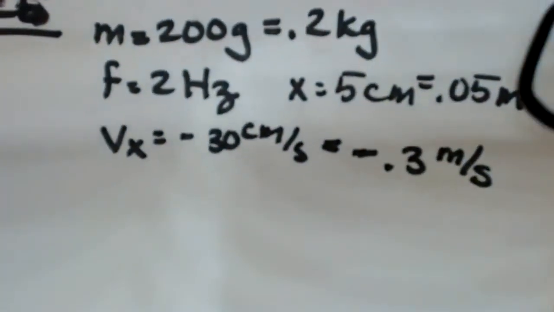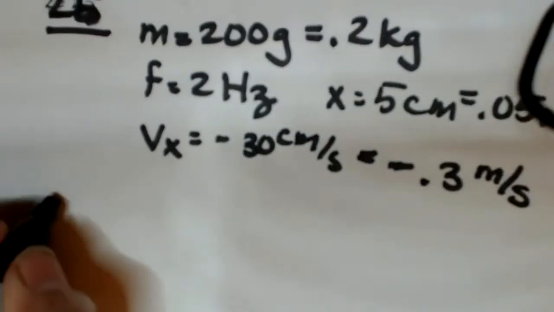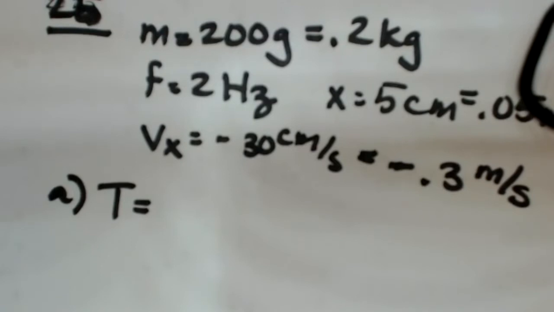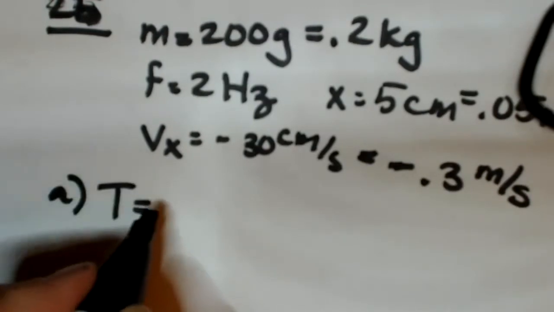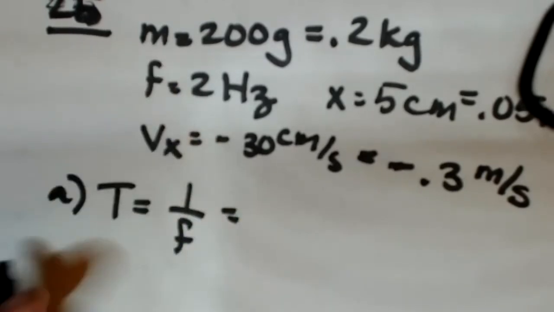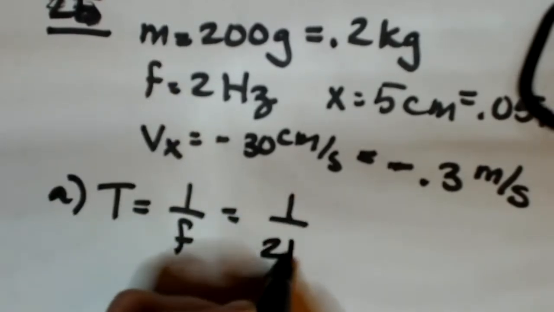Okay, so A is where I want to find the period. So the period, if you remember, there's a relationship between period and frequency. So period is just 1 over the frequency. So that one's pretty easy because they've given us the frequency here. So that's just 1 over 2 hertz.